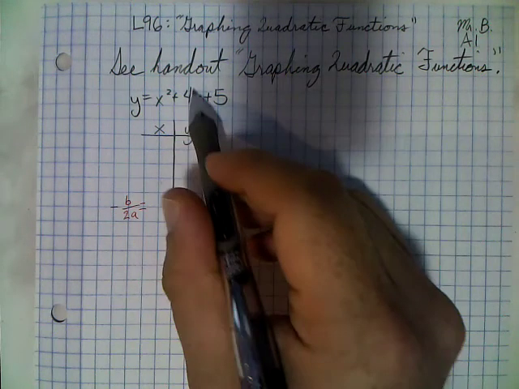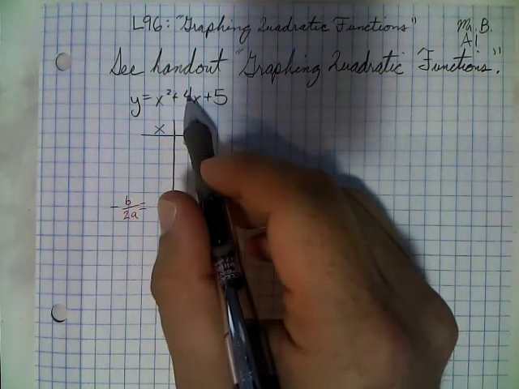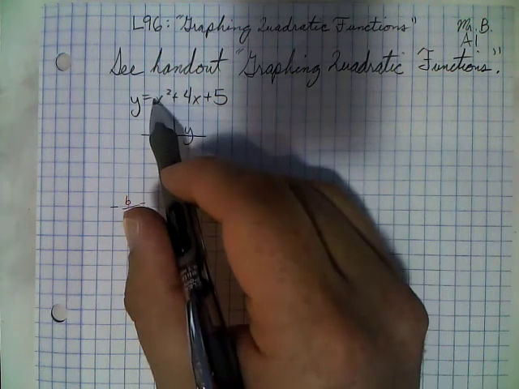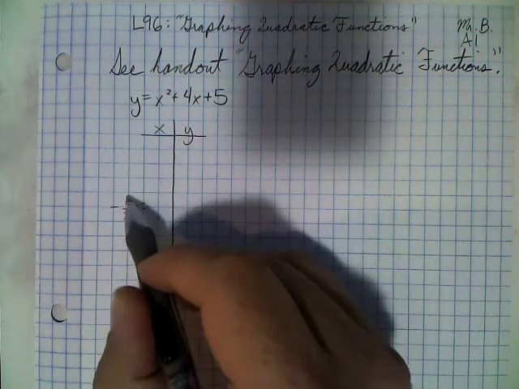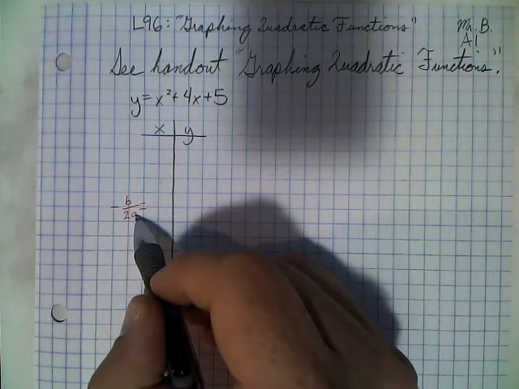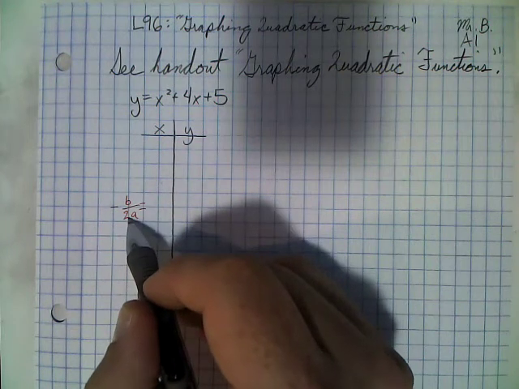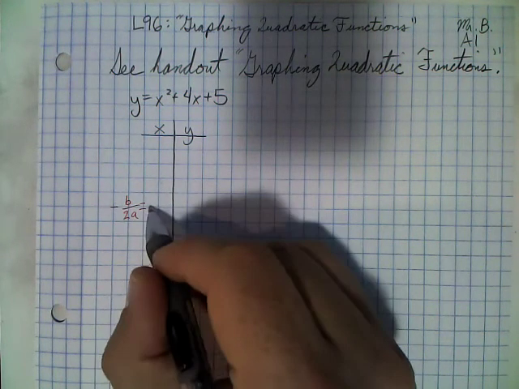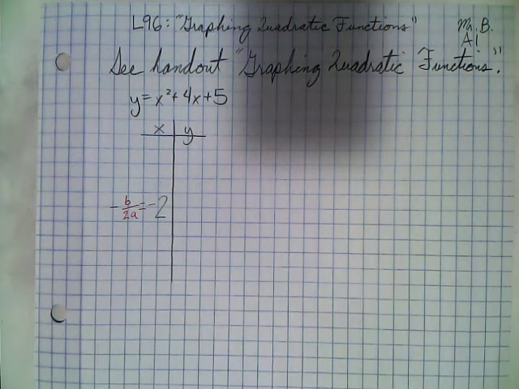So b is 4, a is 1. So 4 over 2 times 1. 2 times 1 will be 2. 4 over 2 is 2. But then we've got to make it negative. So my axis of symmetry is x equals negative 2.